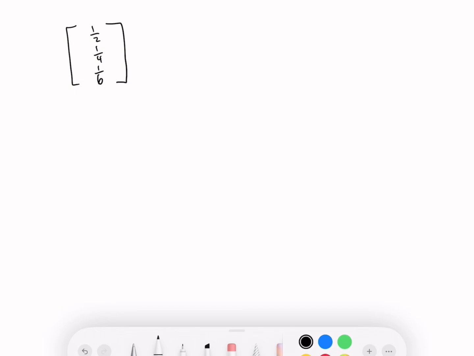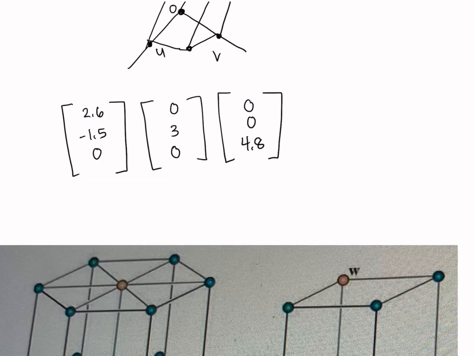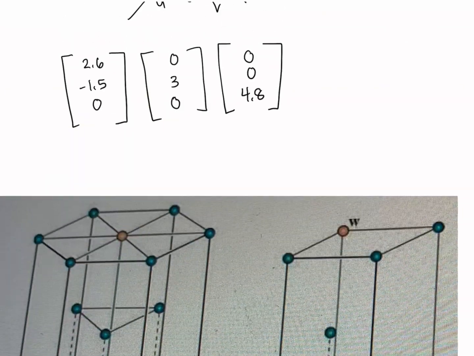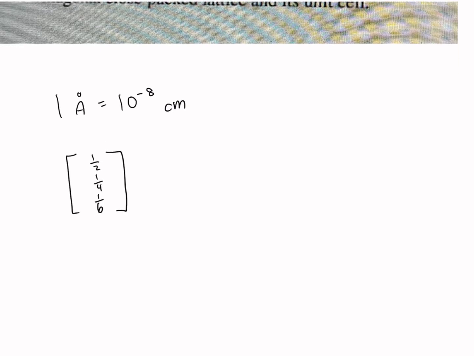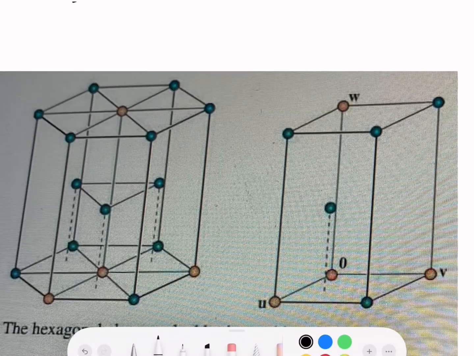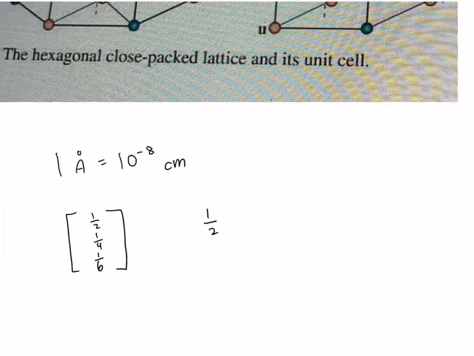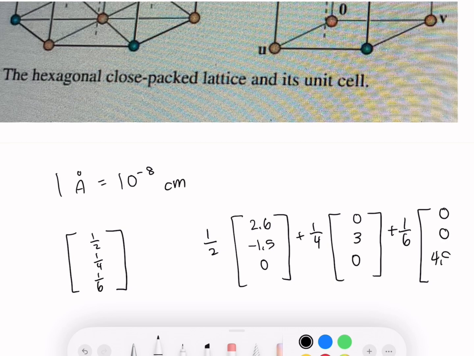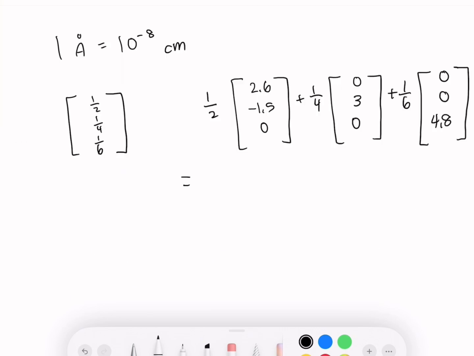So all we have to do is take note of these 3 vectors, and because this is already relative to the lattice basis, we know that these are just the weights. So 1/2 is the weight that corresponds to this first vector, and then 1/4 is the weight that corresponds to the second vector, which is (0, 3, 0). And then 1/6 is the weight for the vector (0, 0, 4.8). So now all we have to do is multiply them together, and we get (1.3, 0.75, 0.8).